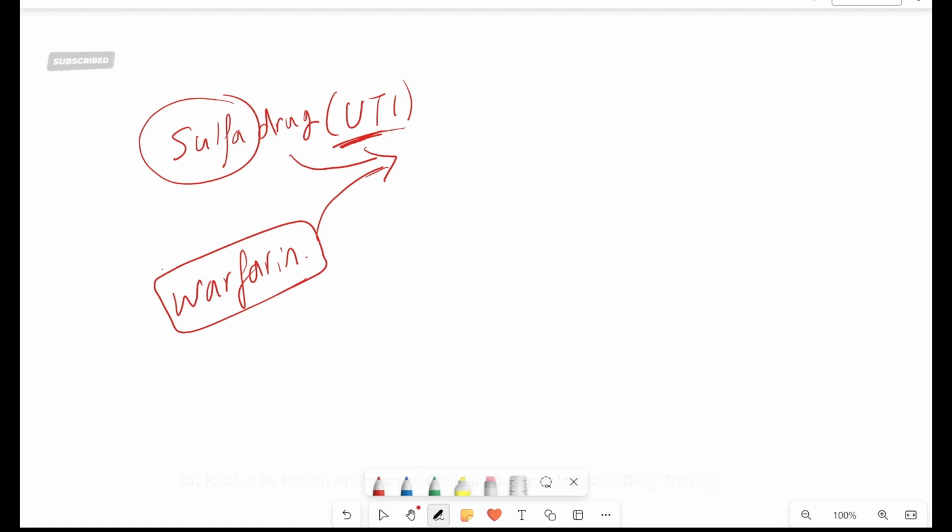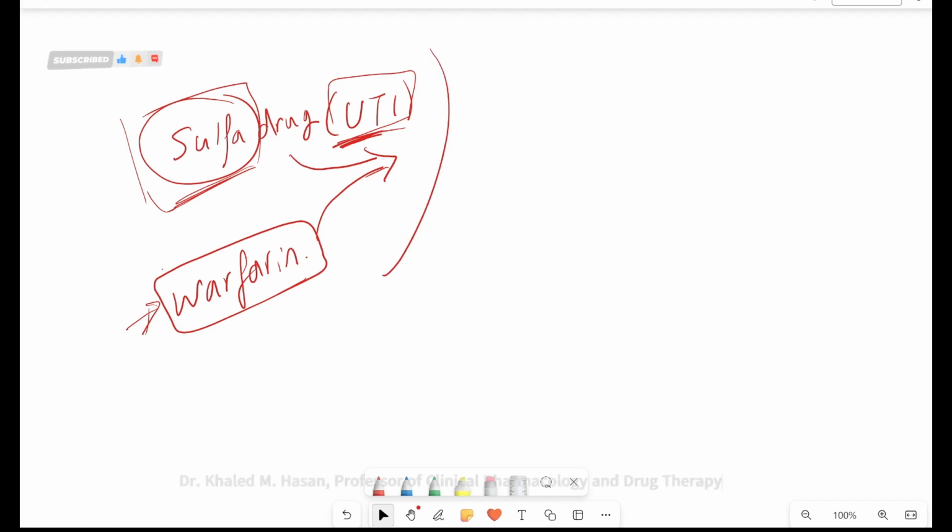When you have a patient already treated with warfarin due to coagulation abnormalities, and the patient comes to the medical health center or clinic suffering from a urinary tract infection, and you are about to prescribe sulfonamide for the urinary tract infection, what is the possibility of a drug-drug interaction between warfarin and sulfonamide?